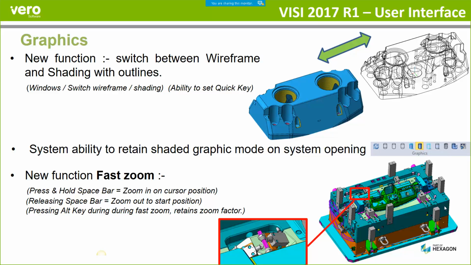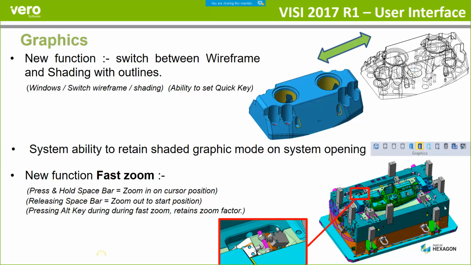And also with 2017, when you open Visi, it'll remember what shading mode you were in. So if you do all your modeling in your solid shaded mode, when you next open Visi 2017, you won't have to turn the shading on first, which we would have had to do previously. Whatever shading mode you're in when you shut the system, it'll remember that next time you open it.